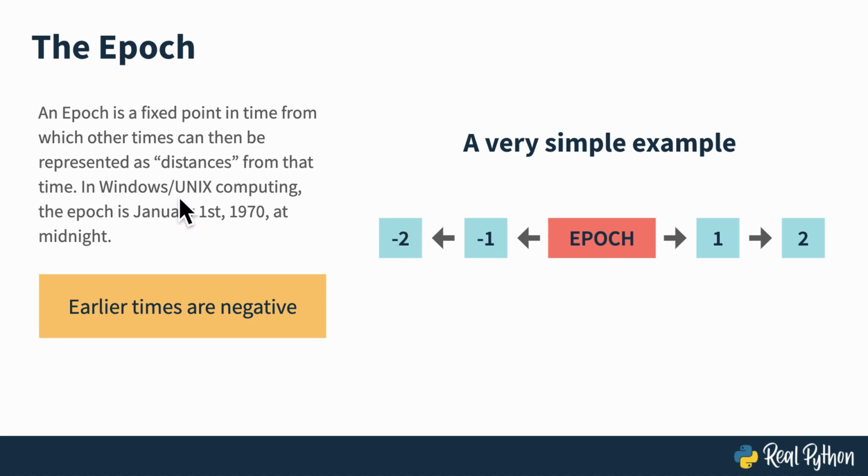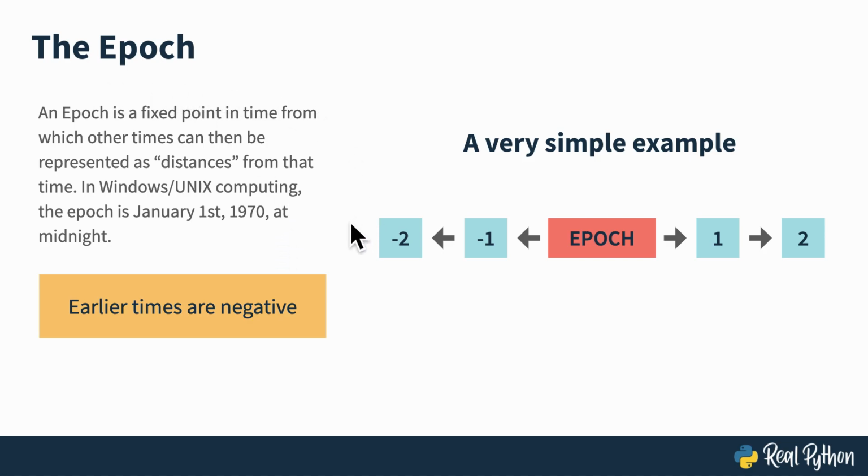Now, in most Windows and Unix computing systems, the epoch is January 1st, 1970 at midnight. And that's really the case for historical reasons, but as long as it's standardized, it tends to work pretty well. Now, why exactly do you want to even use the epoch and use floating point seconds in Python from the epoch as your measurement of time?